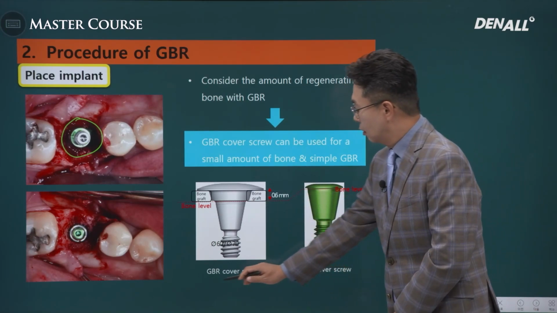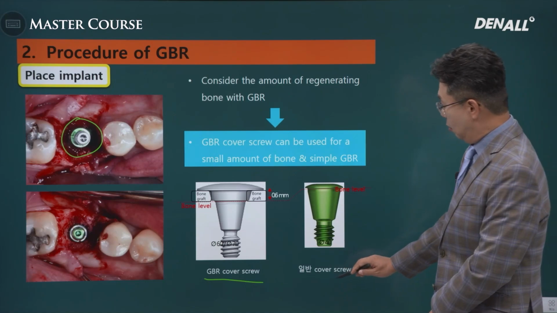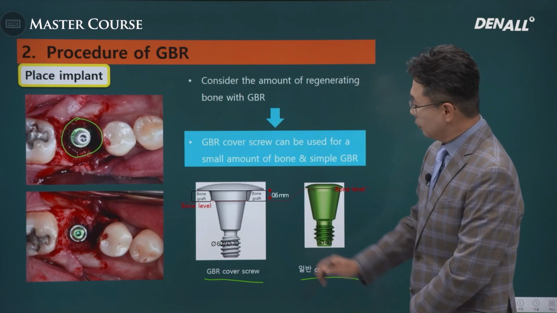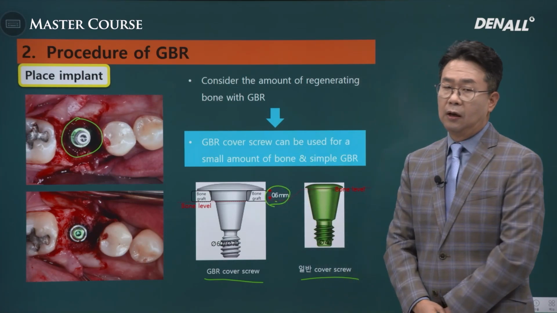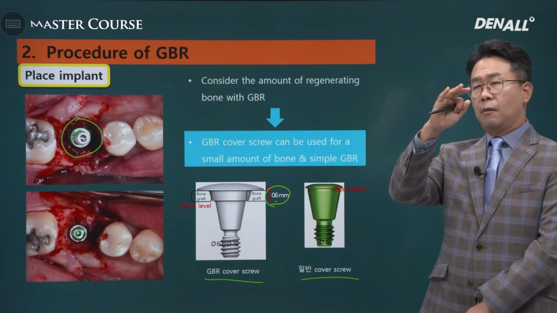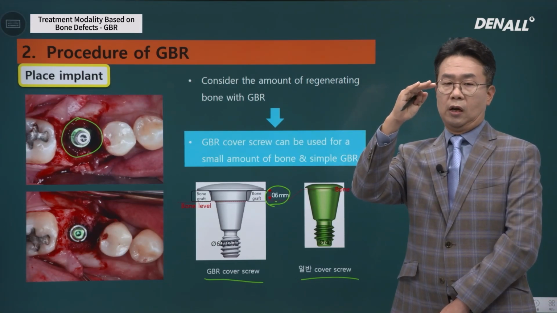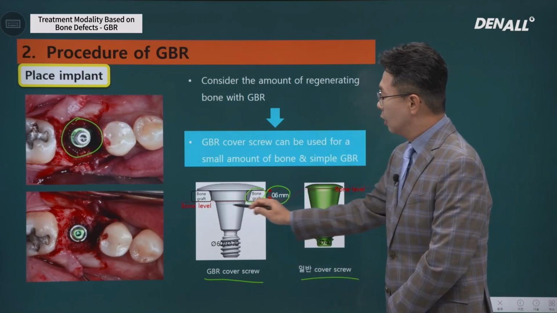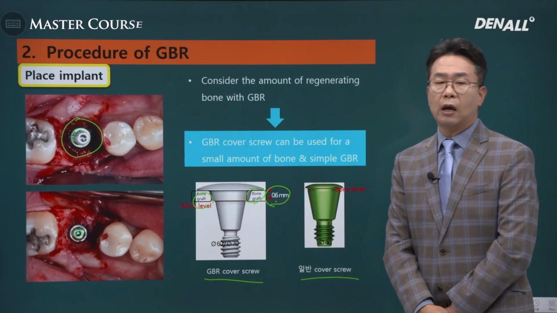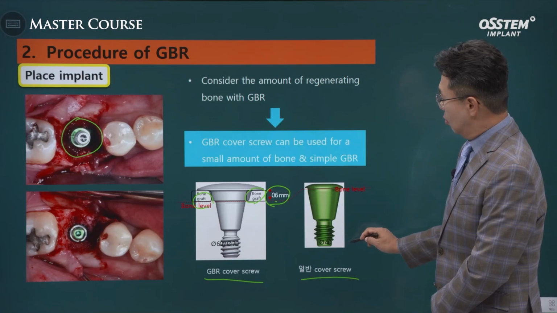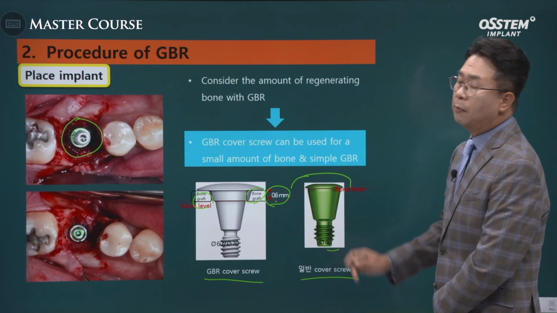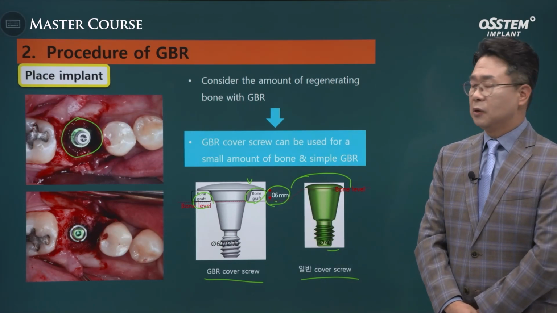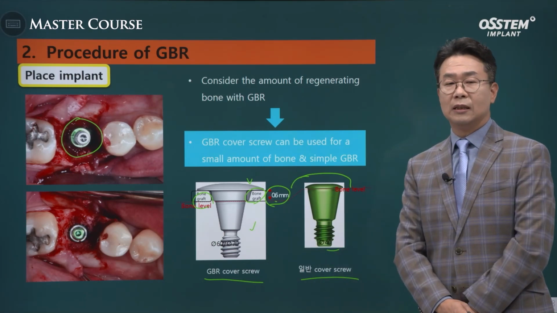If you take a look, there is a cover screw dedicated for GBR. It's unlike the general cover screw. The cover screw for GBR has 0.6 millimeter of height. You can make it in line with the crest, or like this. Up to this point, the bone graft can be filled. You can do it like this. You can use a general cover screw, yes, but these tools are available. If you know about these, then this can be of help.